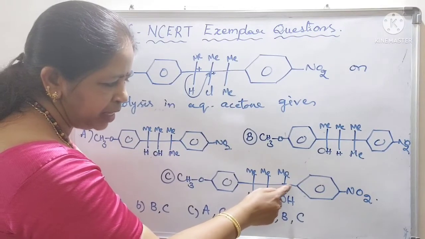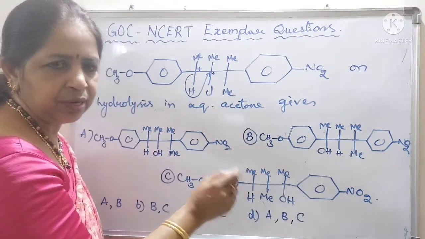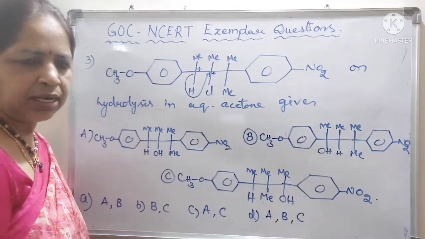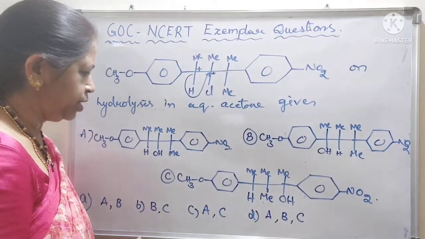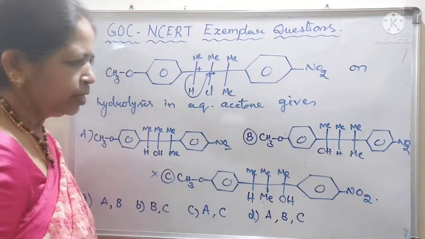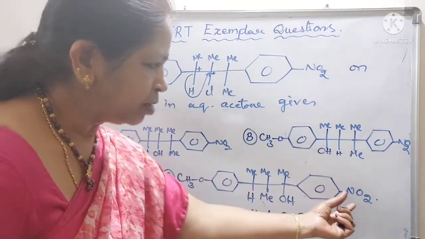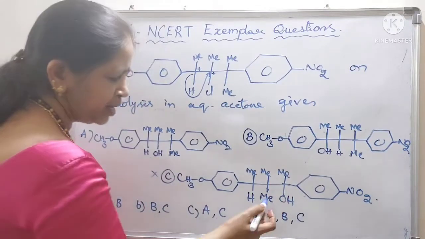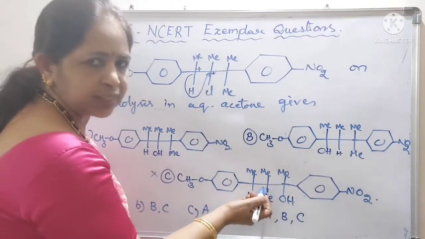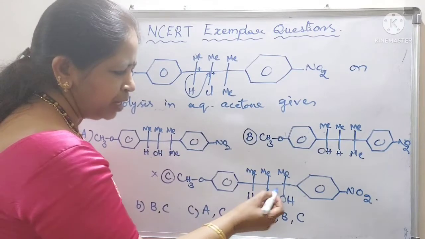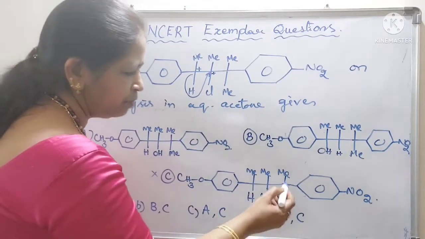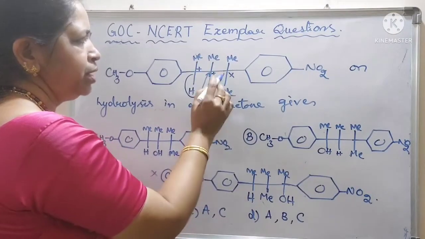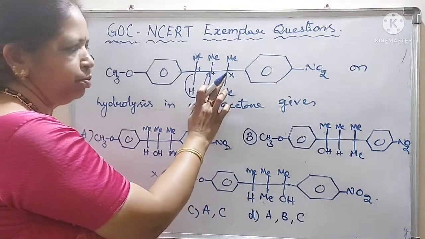and in the C option, by the migration of methyl group, the carbonium ion is formed at the adjacent carbon. But here this product is not formed in the reaction because nitro group is an electron withdrawing group. It will not allow this methyl group to migrate towards the adjacent carbon. So the carbonium ion is not formed at this position.